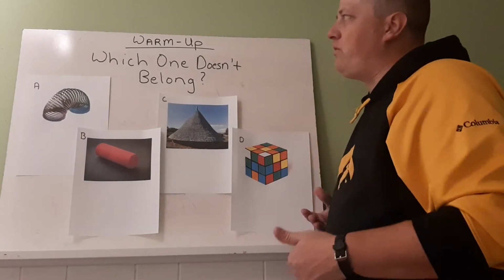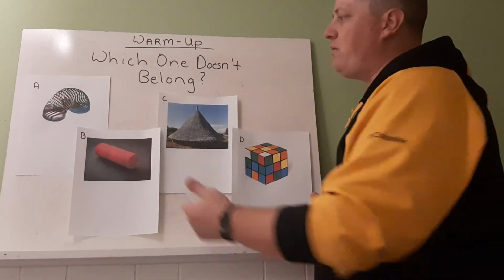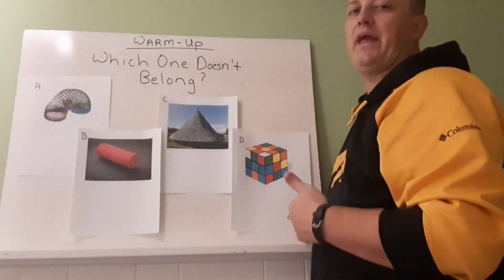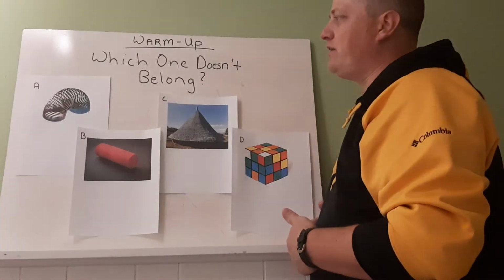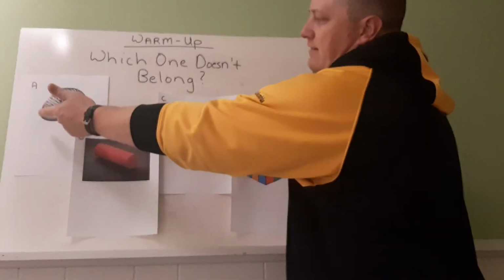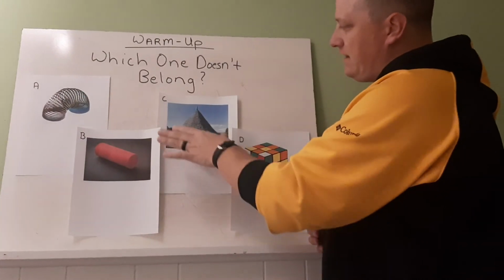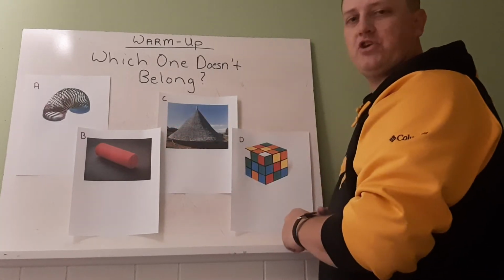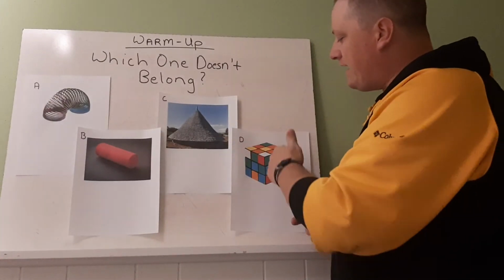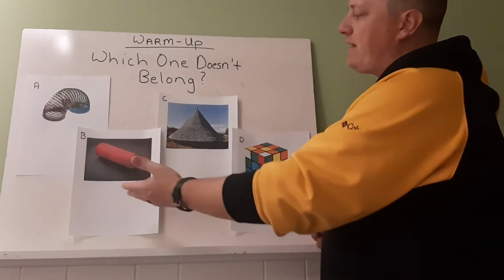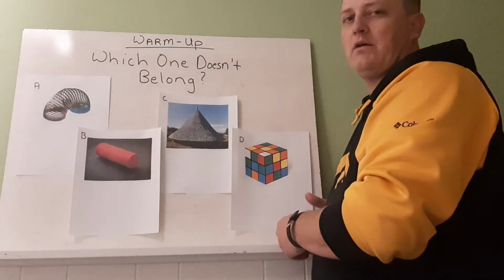All right, so your warm-up is to determine which of these four objects doesn't belong, and please explain why you came to that conclusion. So we have A here, this slinky-looking thing here. B, this cylinder-looking tube. C, this house that looks like it's shaped like a cone. And then D, a Rubik's Cube, which is obviously a cube. So explain which one you think doesn't belong and why.